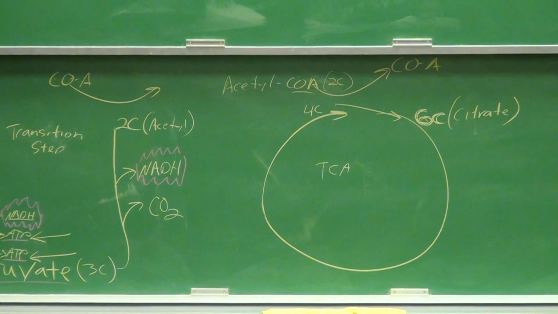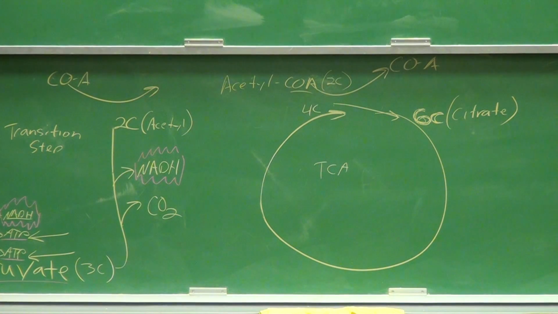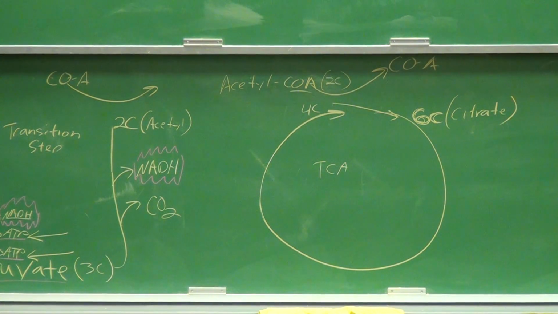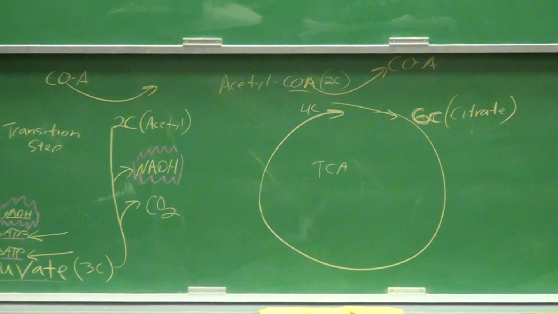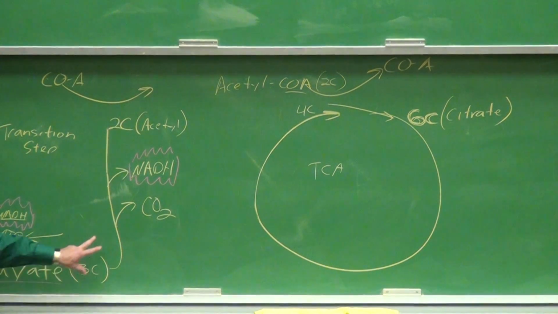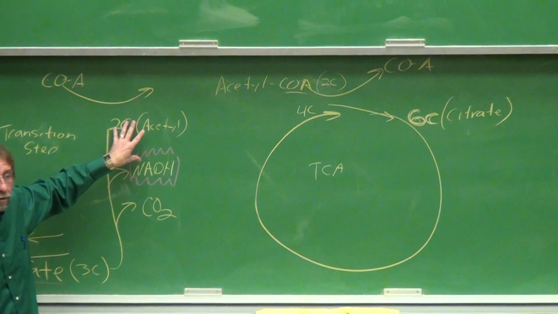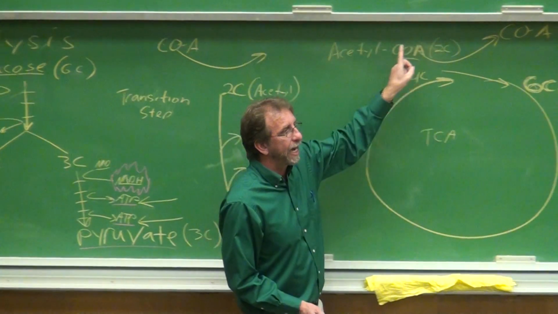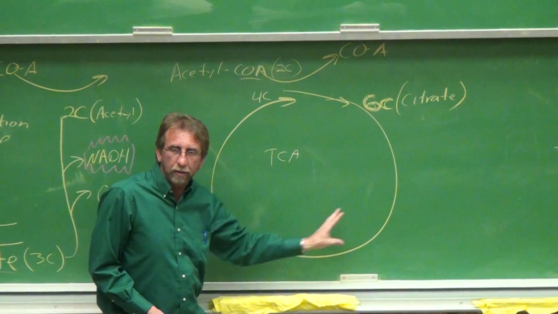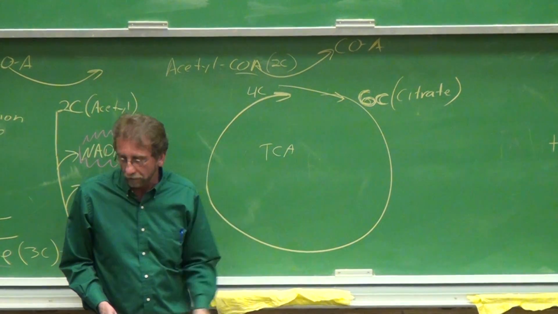So just so we're clear on what we've done so far, we've taken a 6-carbon molecule, broken it into 2 3-carbon molecules, taken those 2 3-carbon molecules, and each of them has been broken into a 2-carbon molecule, which has then been added into this TCA cycle.